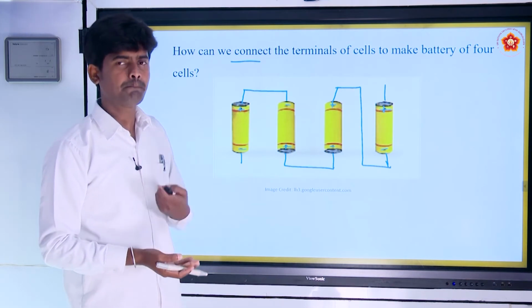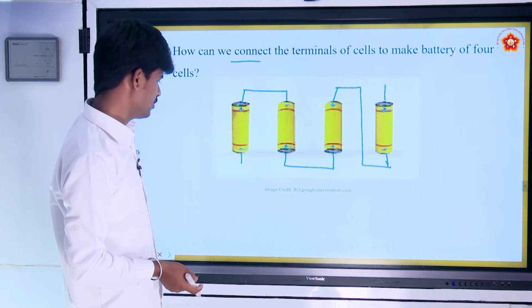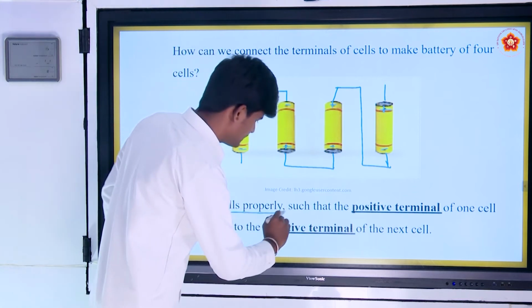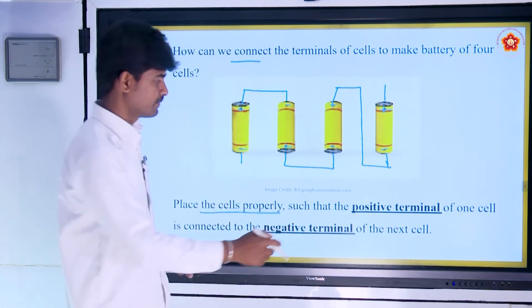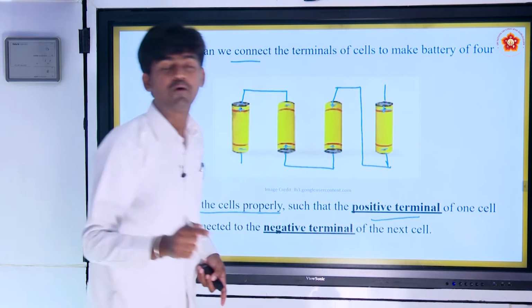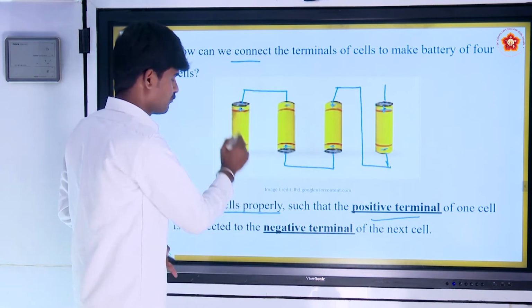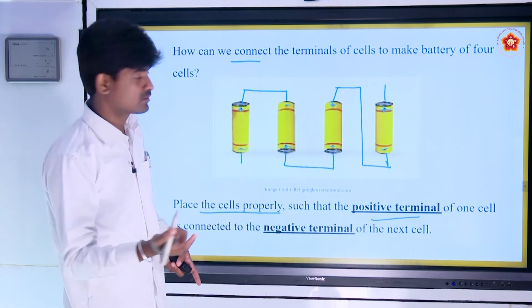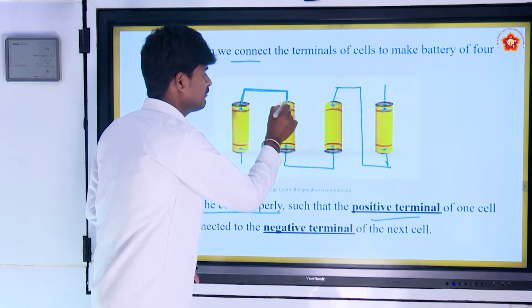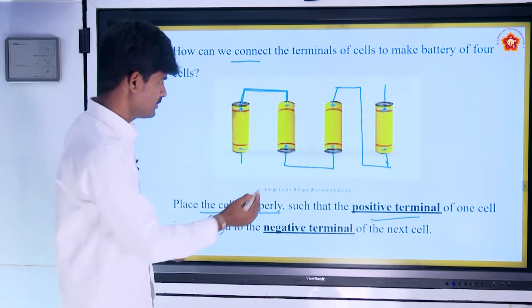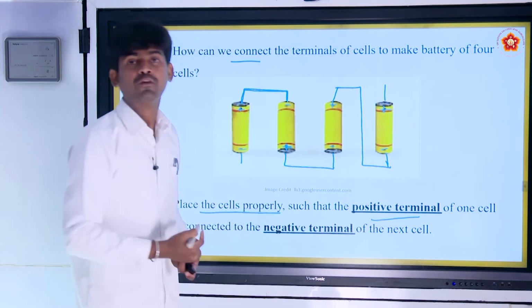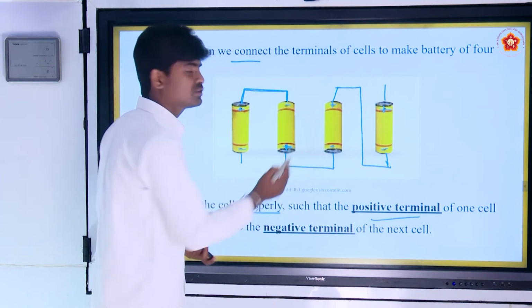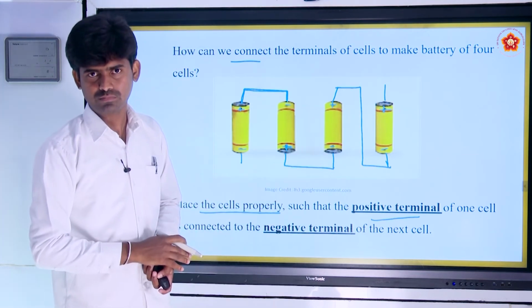Now we have a battery. So, place our cells properly, such that the positive terminal of one cell is connected to the negative terminal of another cell. See, the positive terminal of one cell is connected to the negative terminal of the other cell. Okay.